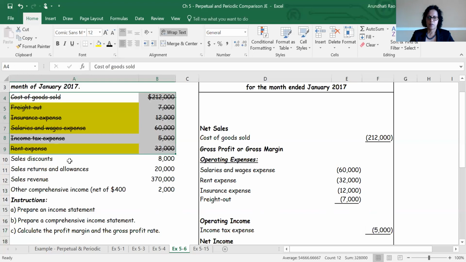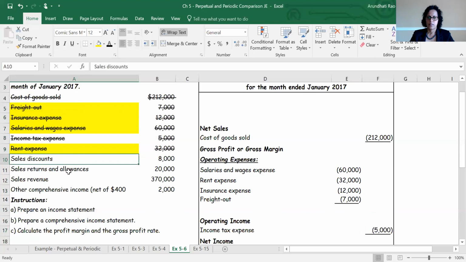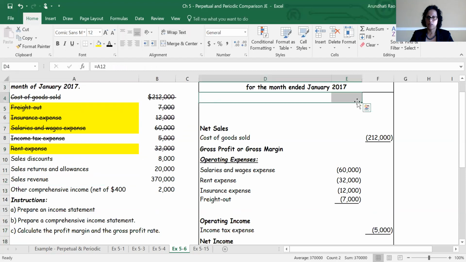Now, the next item I have is sales discount, sales return and allowance. These two are contra revenue accounts, which means they have to be subtracted from revenue. So let me first look for the revenue account, and that's this amount of $370,000. So my starting point is always my gross sales or my gross revenues. Here we're just calling it sales revenues, $370,000.